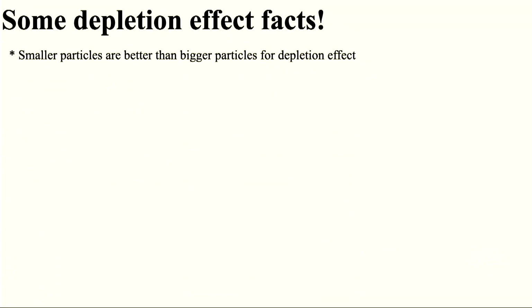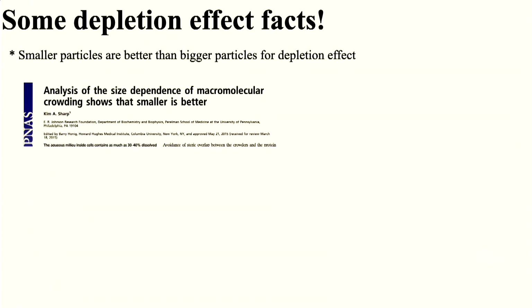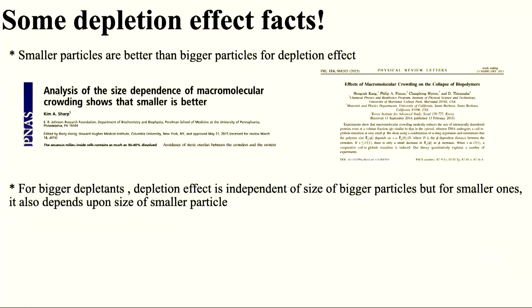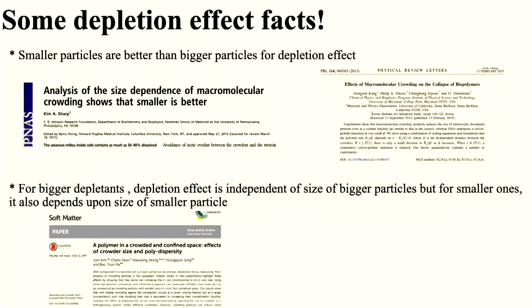In depletion theory, there are some universal facts people have now established: smaller particles are better than bigger particles for the depletion effect. So if we take two different types of particles, with radii R1 and R2, and R1 is less than R2, the smaller one will be better at crowding and at forming the phase separation. These are the references I'm giving. They have done analysis of size-dependent macromolecular crowding, which shows that smaller is better. Also, for bigger depletants, the depletion effect is independent of the size of the bigger particle, but for smaller ones it also depends on the size of the smaller particle. So these are some basic things people have now established. These are the references again.